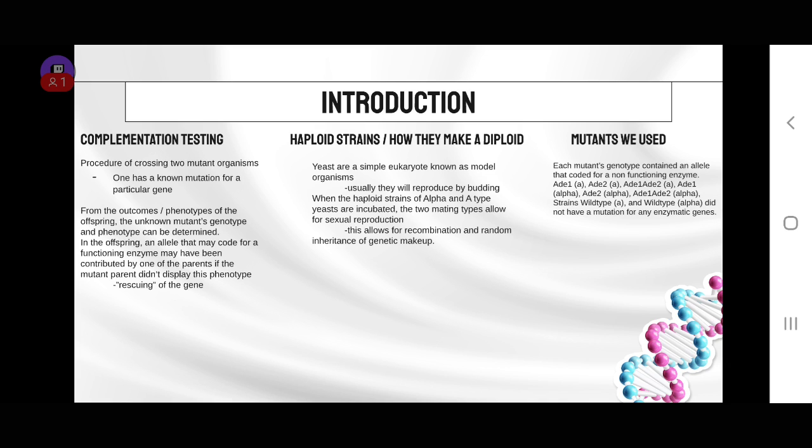In the offspring, an allele that may code for a functioning enzyme may have been contributed by one of the parents if the mutant parent didn't display this phenotype. This is referred to as rescuing the gene.